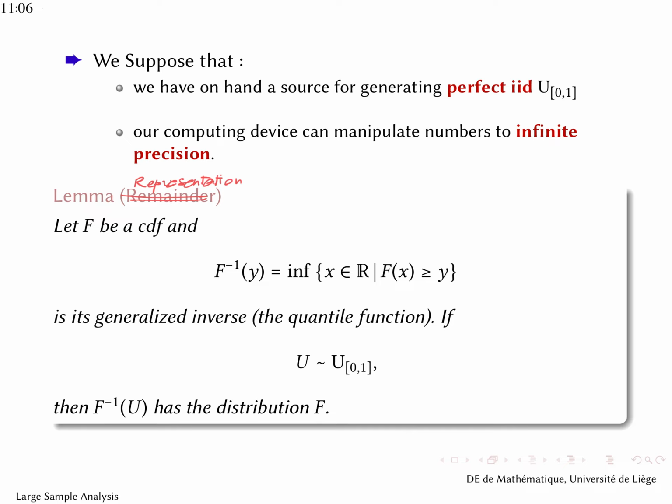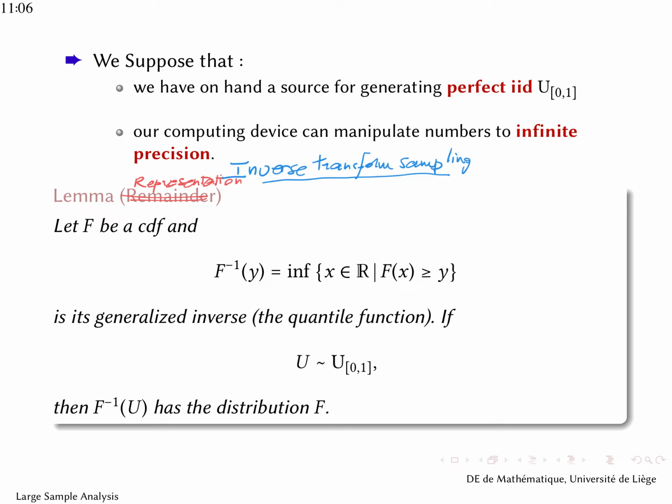The first method of random variable generation that we will see, namely inverse transform sampling, is based on this lemma. This representation lemma by Skorokhod tells us that if we have a cumulative distribution function F, and we have its generalized inverse, so F^-1, which is basically the quantile function for the distribution, then if we apply this generalized inverse to a uniform random variable, then this F^-1(U) follows distribution F.